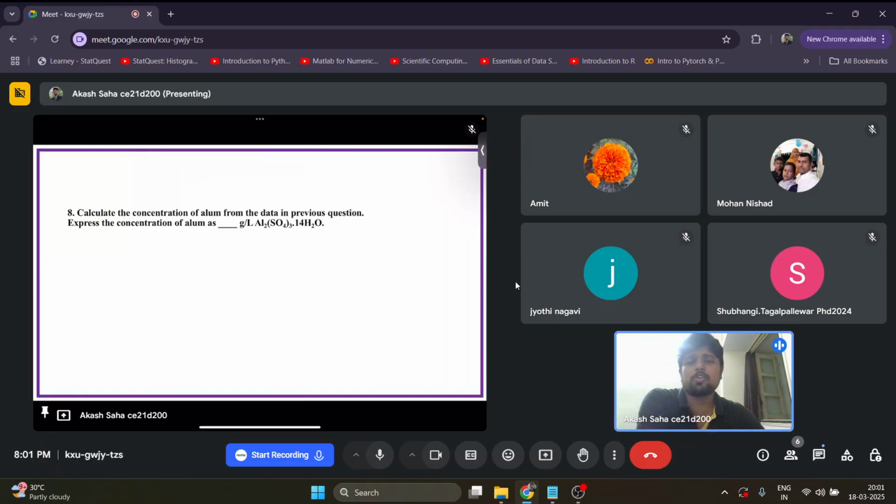And also be careful, because in many places alum is given as Al2(SO4)3 dot 18H2O. In some places it is given as 14H2O. So just see the question and solve accordingly.